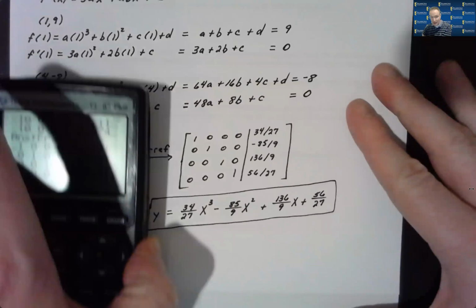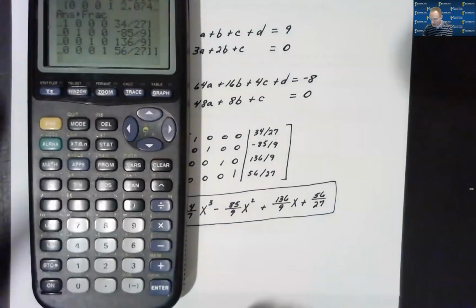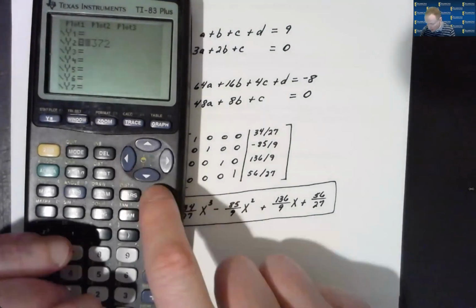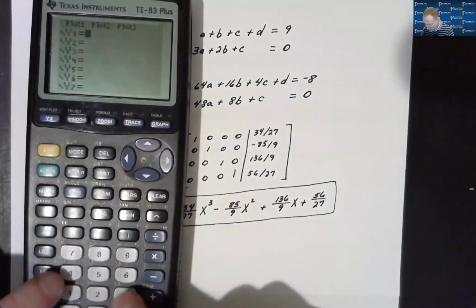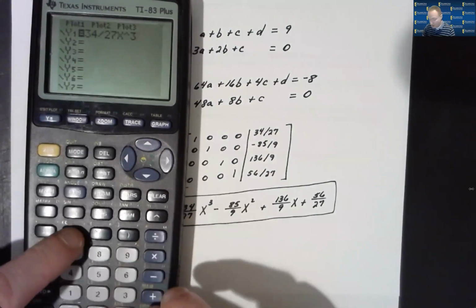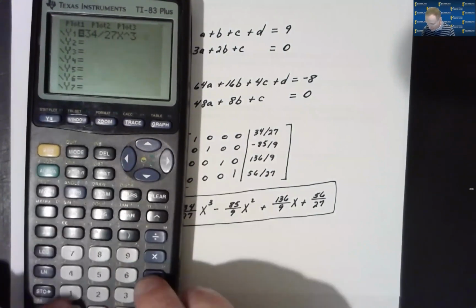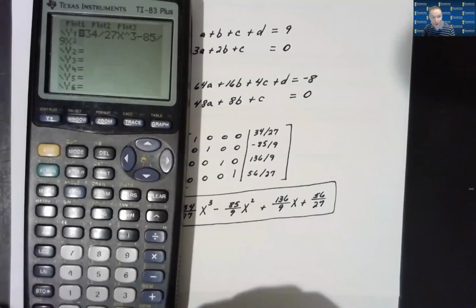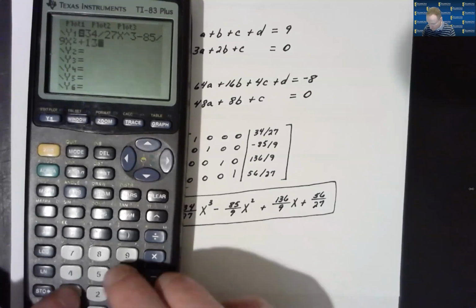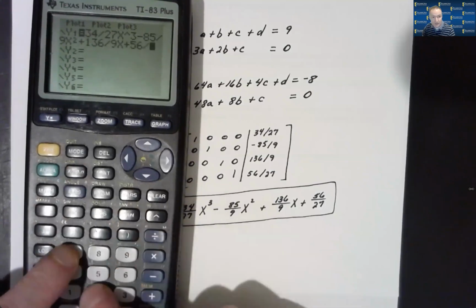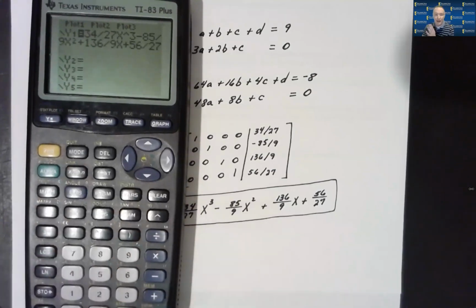And then when in doubt, you could graph it out and say, well, I don't know if I buy this. First of all, you should, but secondly, it's easy to check. If I go in here and say, well, then I should be able to type in 34 over 27 times x raised to the third. And then I'll say minus 85 over 9, and we have x squared. Up next, we have plus 136 over 9x. And then lastly, we have plus 56 over 27. And then I can say, okay, I believe I have it entered in okay.